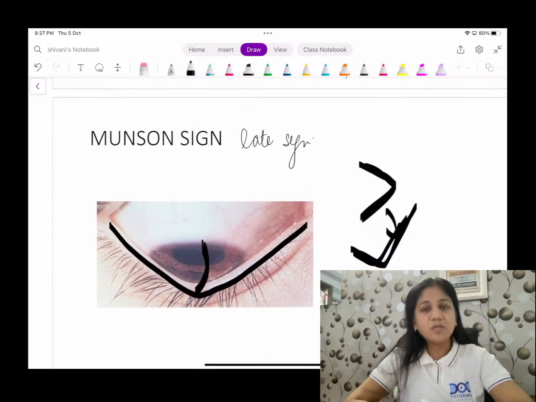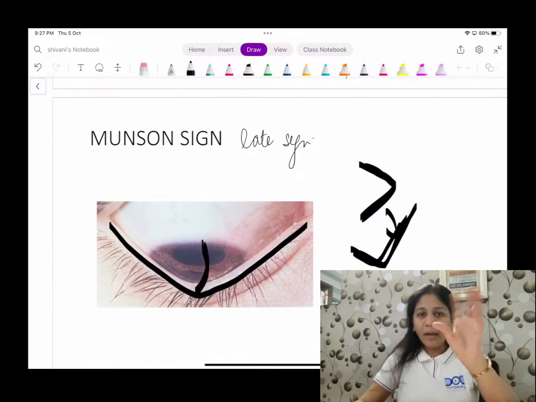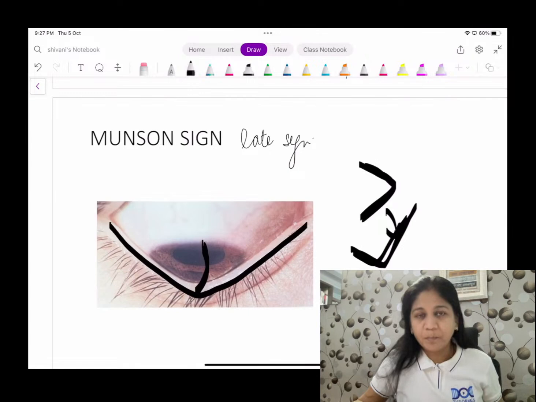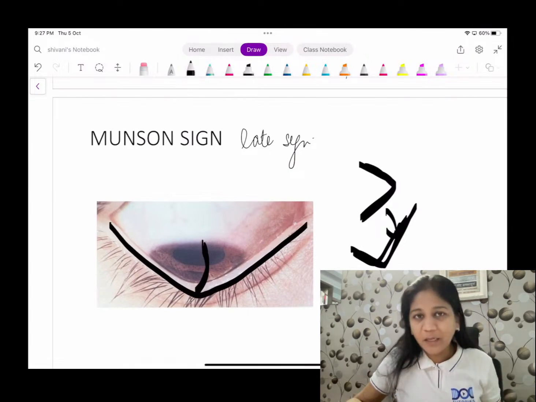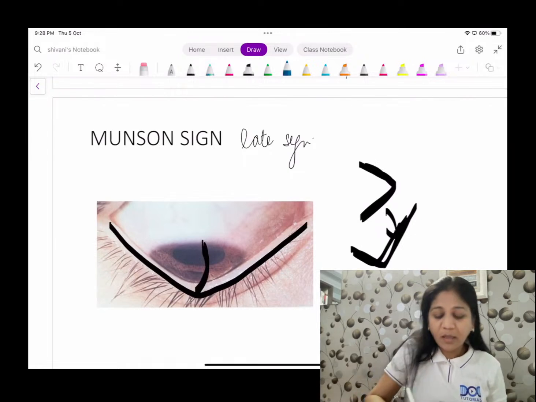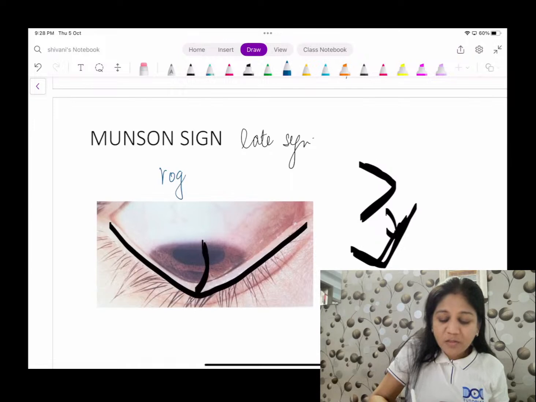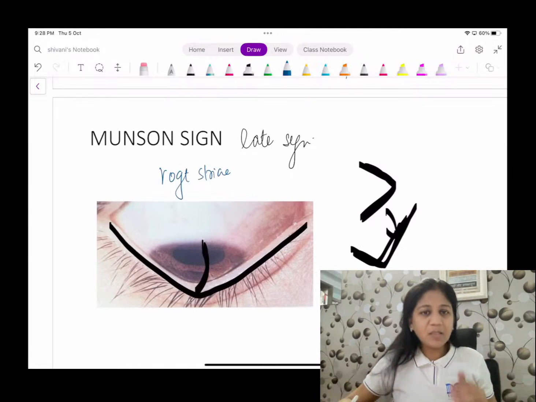Early, what do you see? So early we see so many signs like scissoring reflex, oil droplet reflex, we have Fleischer's ring, as in iron accumulation on the cornea. We may have stress lines on the cornea, which are called Vogt striae. Yes, everyone? So there are so many signs which you must remember for keratoconus.